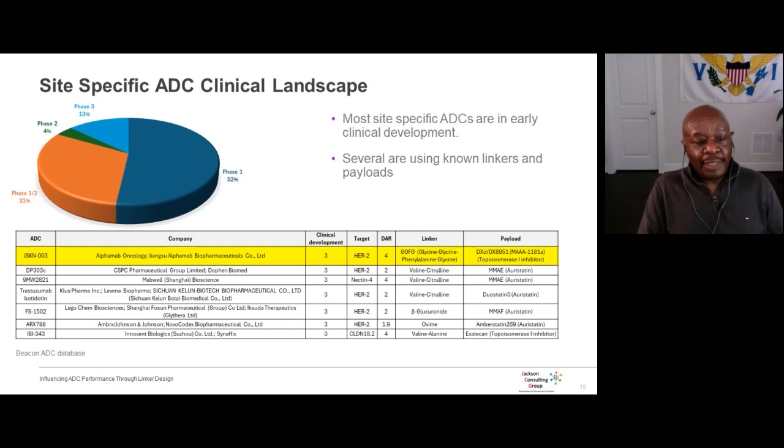So if site-specific technologies are so good, what does it look like in terms of the clinical landscape? We know that site-specific ADCs are primarily in early clinical development, phase 1 all the way to phase 2. Very few are in phase 3 right now. But the ones that are in phase 3, I've highlighted here in this table. The take-home message from this slide is that with regards to linker and payload, they're using linkers and payloads that are commonly associated with the approved ADCs. So this is an effort to try to de-risk your ADC development.